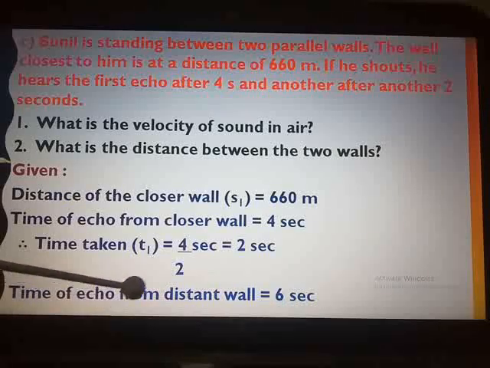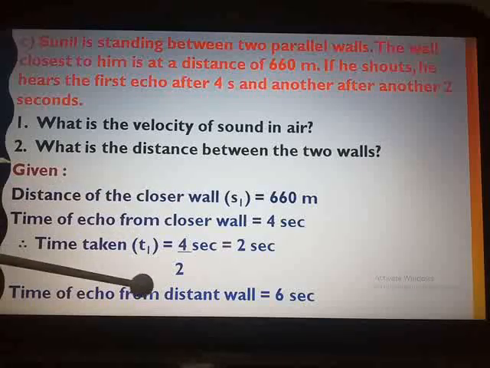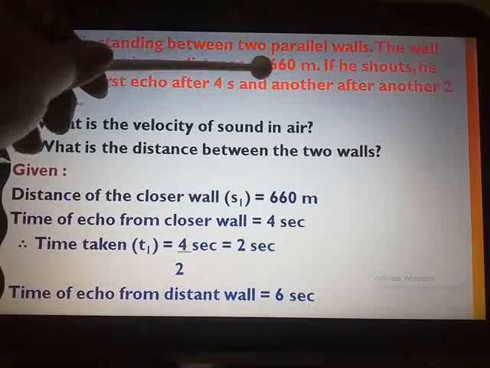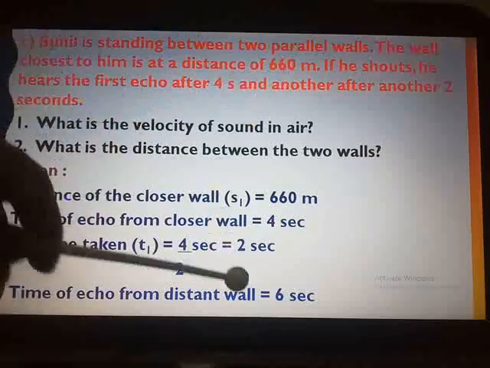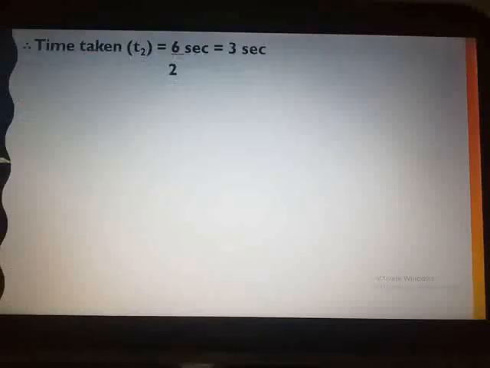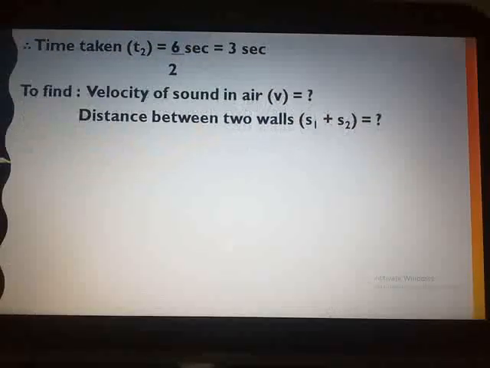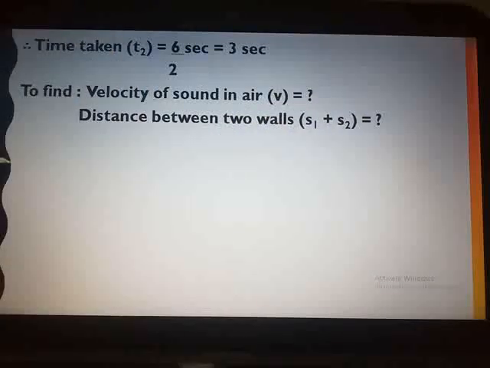Time of echo from the distant wall. Now this is the closer wall. So time of echo from the distant wall is what? Because he has heard it after another 2 seconds. So 4 plus 2 comes out to 6 seconds. So T2 is 6 upon 2, 3 seconds. You have to find the velocity of sound in air, that is V, and the distance between the two walls, that is S1 plus S2. Distance from the closer wall and distance from the distant wall, that both distance you have to add.